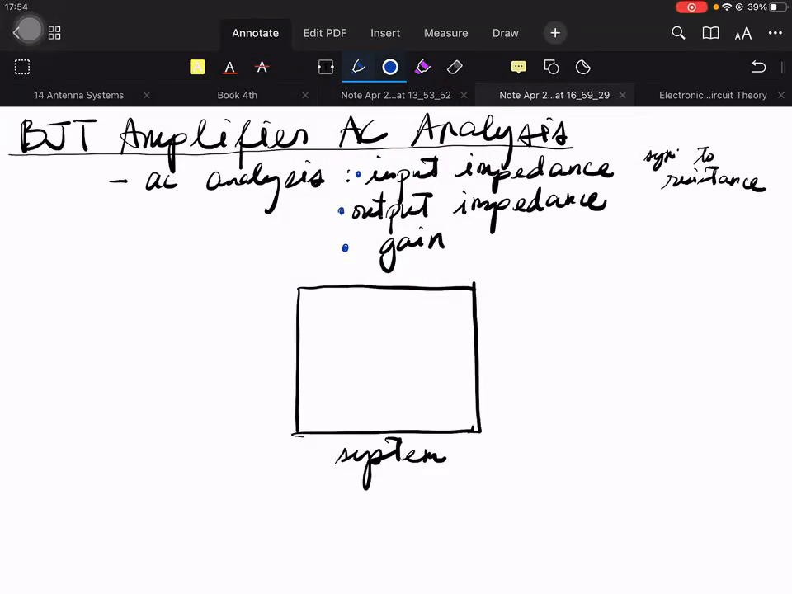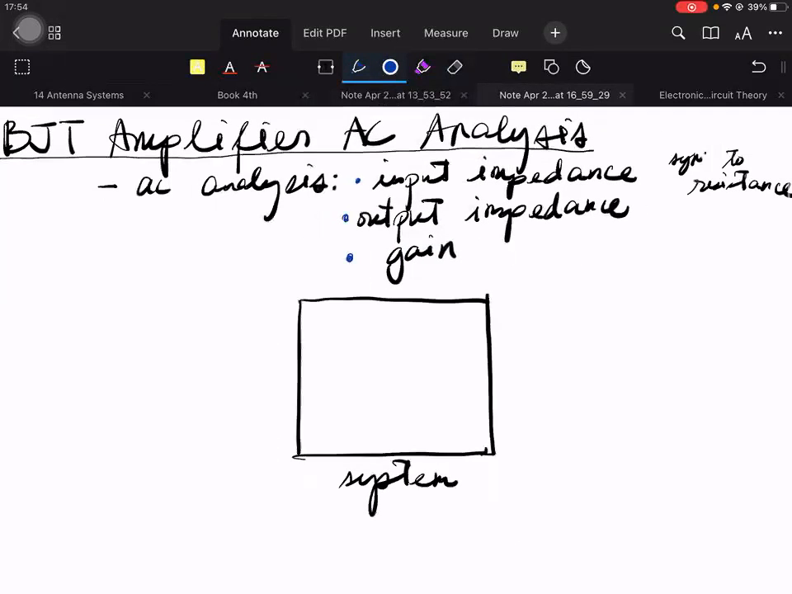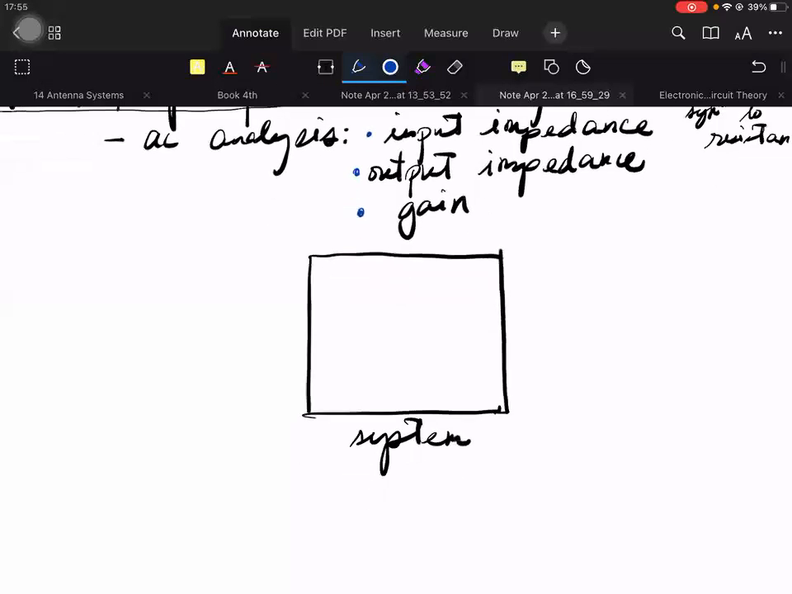If you have the opportunity, try to look into the specification sheets of actual amplifiers. These three parameters will be on the front page, or maybe on the second page if the front page is the picture of the amplifier. These three are always there: input impedance, output impedance, and the gain. This is important to us because these are the only parameters that we need for us to really use our amplifier.